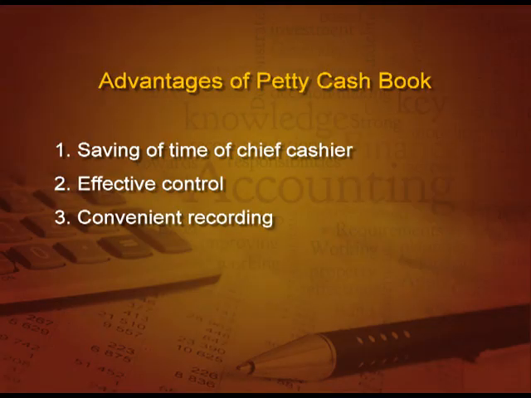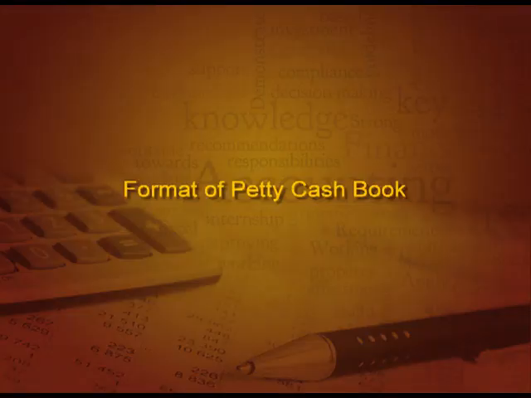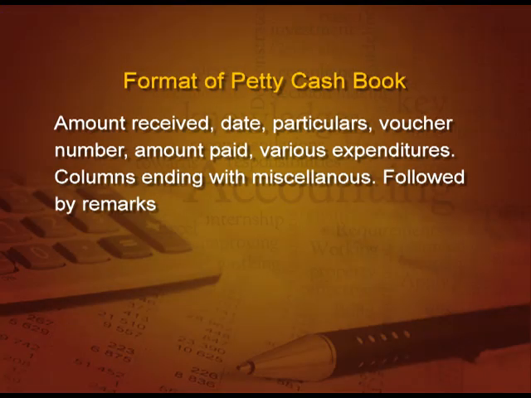Third, convenient recording. Recording insignificant details in the main cash book means we are going against the principle of materiality. All these small things, 10 rupees conveyance and 25 rupees stationery, are insignificant for a big business. So, we make a separate book for them and see the total scenario there, rather than making the main cash book very cumbersome.